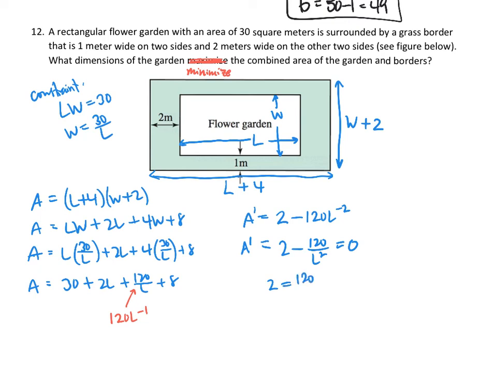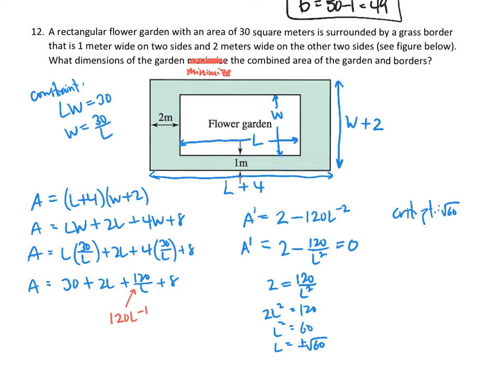Add 120L squared to both sides, multiply both sides by L squared, divide both sides by 2, take the square root of both sides, we get plus or minus the square root of 60. Now negative the square root of 60 can't be the critical point that we're looking for because the length of the flower garden cannot be negative. So we eliminate that negative, and so the only critical point that we find is the square root of 60.